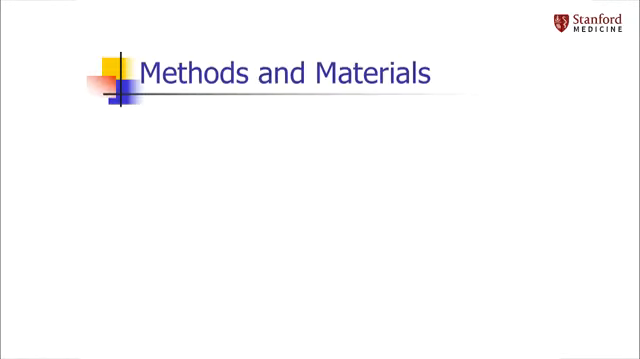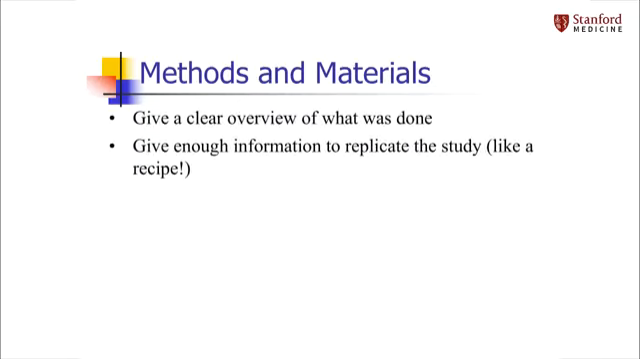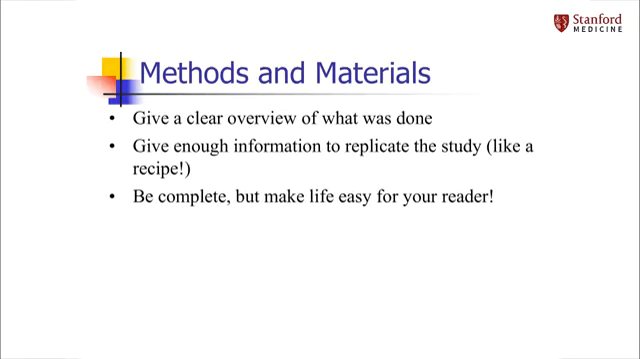In this next module, we're going to talk about writing the methods section. The methods and materials section should give a clear overview of what was done. It is the recipe for the study. It gives sufficient information so that someone else could replicate the study. You want to be complete in your materials and methods section.